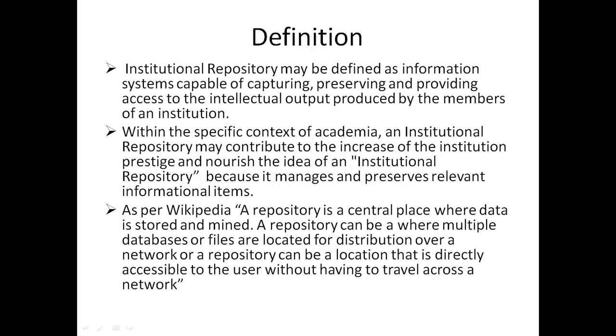Now definition. Institutional repository may be defined as an information system capable of capturing, preserving, and providing access to the intellectual output produced by the members of an institution. Within the specific context of academia, an institutional repository may contribute to the increase of the institution's prestige and nourish the idea of an institutional repository because it manages and preserves relevant information items. As per Wikipedia, a repository is a central place where data is stored and mined. A repository can be where multiple databases or files are located for distribution over a network, or a repository can be a location that is directly accessible to the user without having to travel across a network.